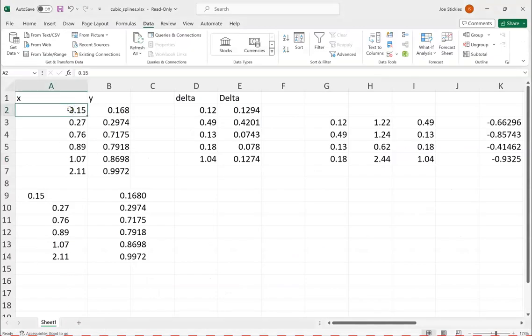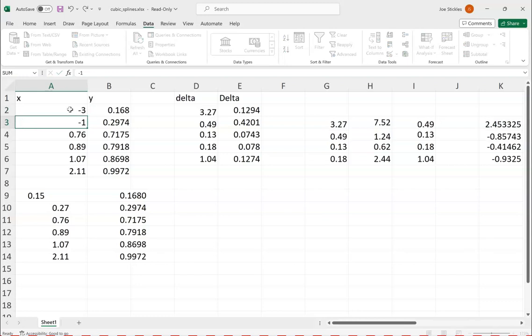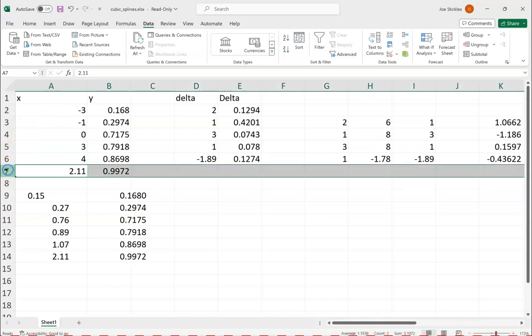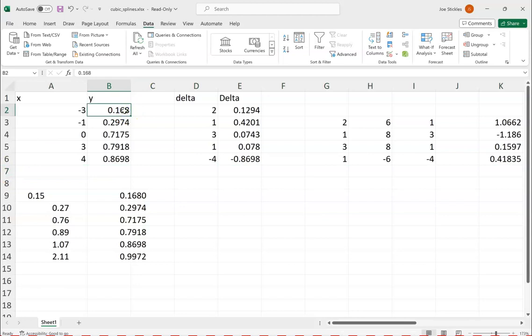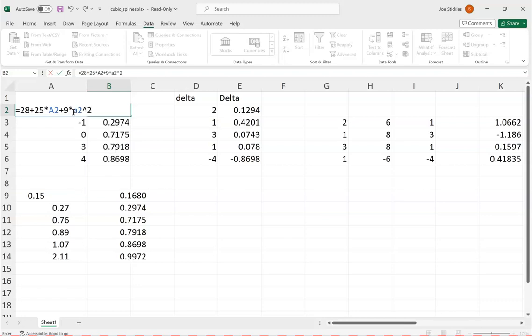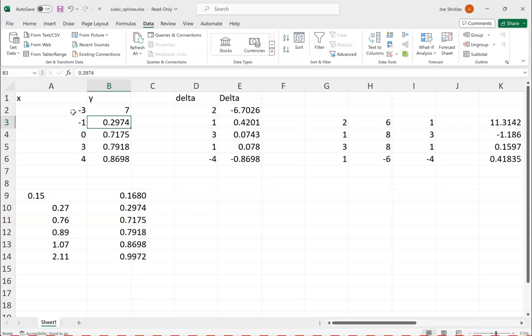So the X values were -3, -1, 0, 3, 4, right? Those are the X values that we had. The Y values would just be plugging those into the function. So this should be 28 plus 25 times that plus 9 times a2 squared and then plus a2 cubed. Right? So you should get 7 out of that one.